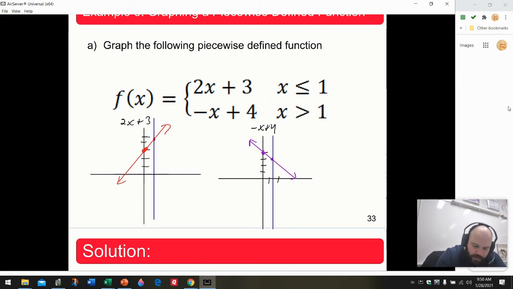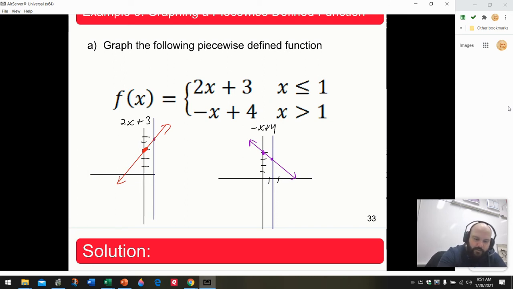And what I want you to see is that the first one, this 2x plus 3, is less than or equal to 1. We only want this part, the part that is less than or equal to 1. So I'm going to completely erase all of the graph to the right of that, all of this is going to go away. All this, because I do not want anything that is greater than 1. I only want the stuff that is less than or equal to 1.